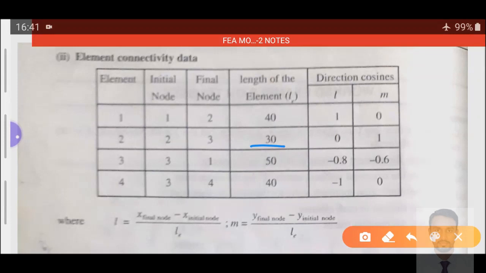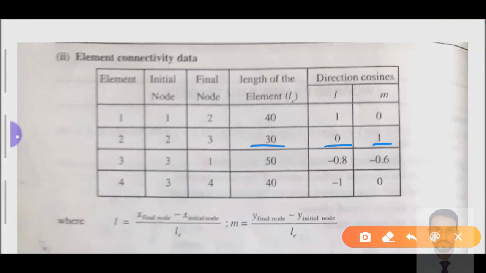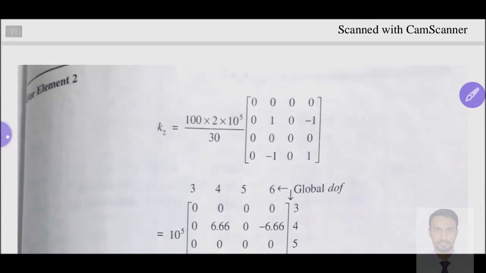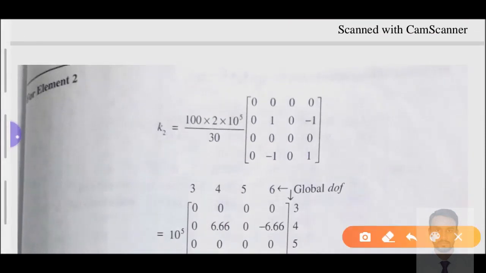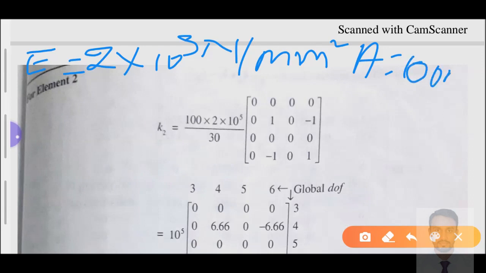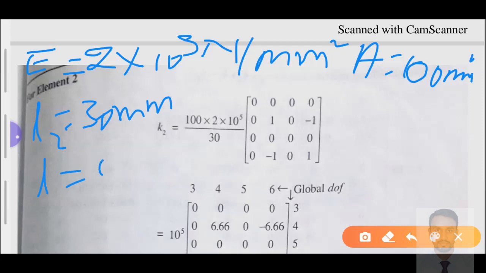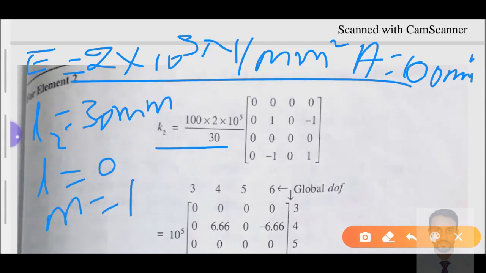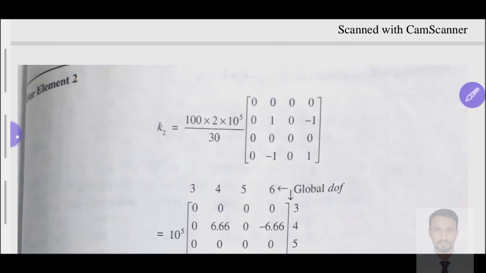Length L2 is equal to 30. So we have here element number 2. Element number 2 has Young's modulus that remains the same, 2 into 10 to the power of 5 Newton per millimeter square. A is equal to 100 mm square. Similarly L2 is equal to 30 mm from the tabular column, and direction cosines l is equal to 0, m is equal to 1. We substitute all those values in the elemental stiffness matrix and we will get this matrix.